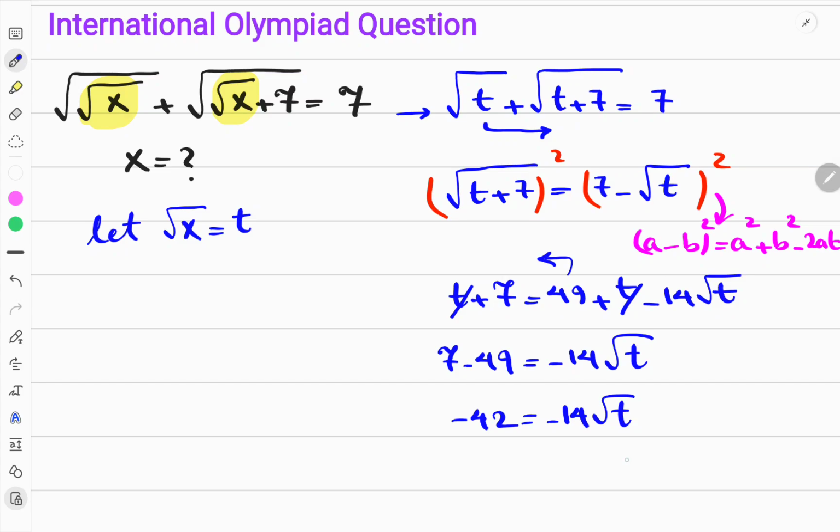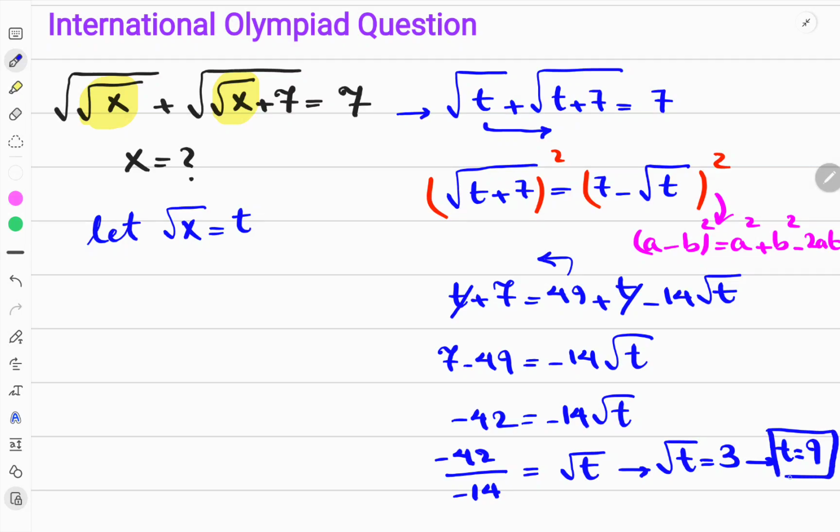And in order to find radical t, you should divide both sides by negative 14. So the square root of t is 3, so t is 9. But it's not the final answer because we are looking for the value of x.